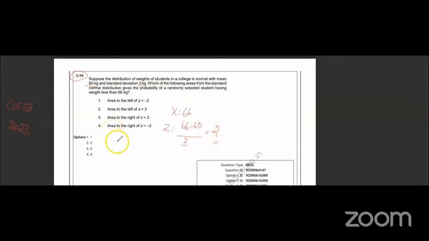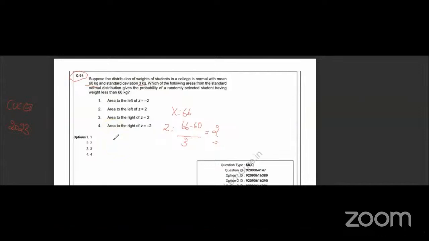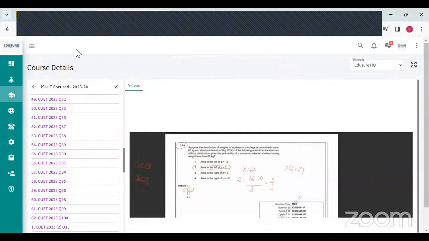which of the areas from this gives the probability of less than 66? Since it is probability z less than 2, it is to the left of z is equal to 2. Area to the left of z is equal to 2. So option 2 is the answer. So that's question number 94.